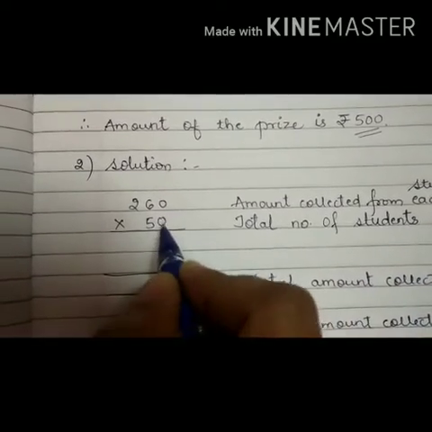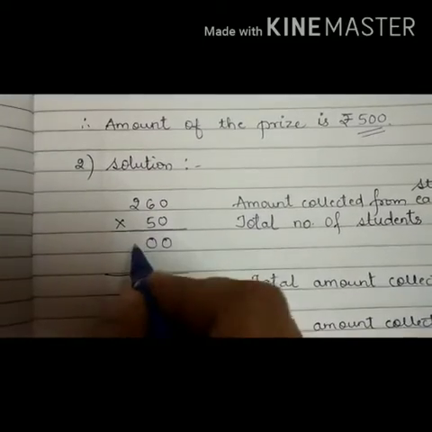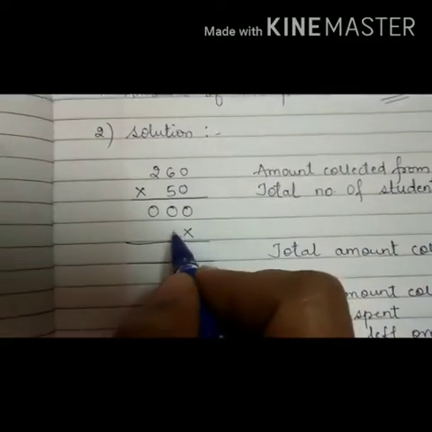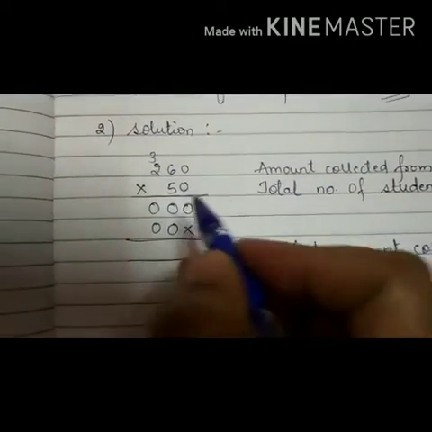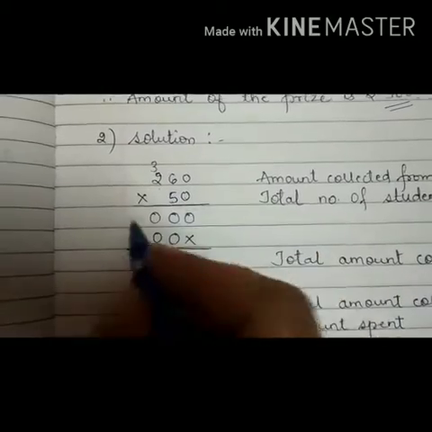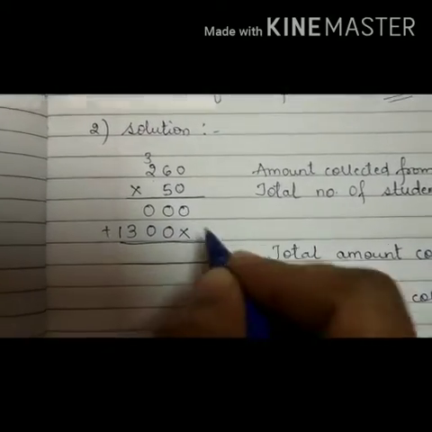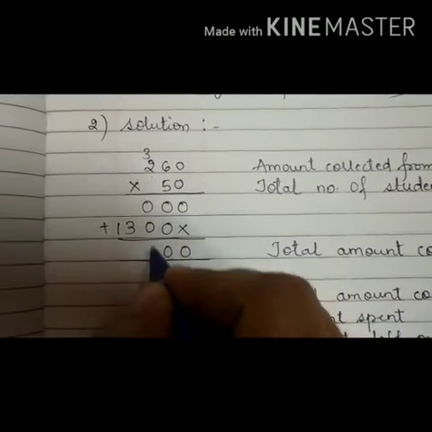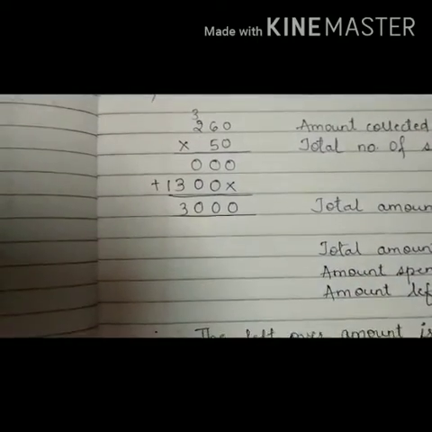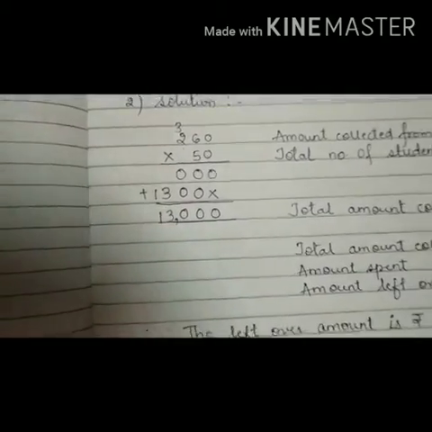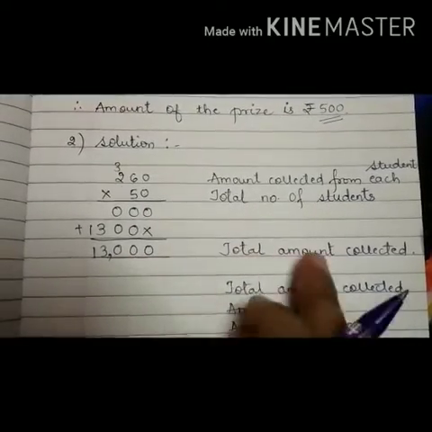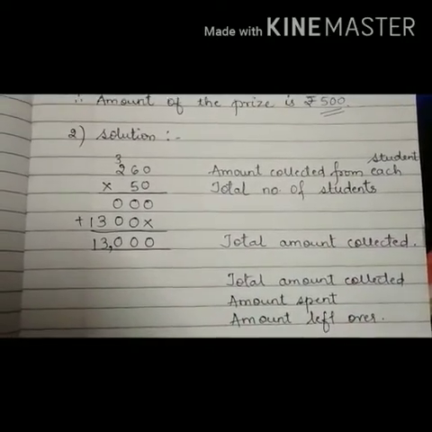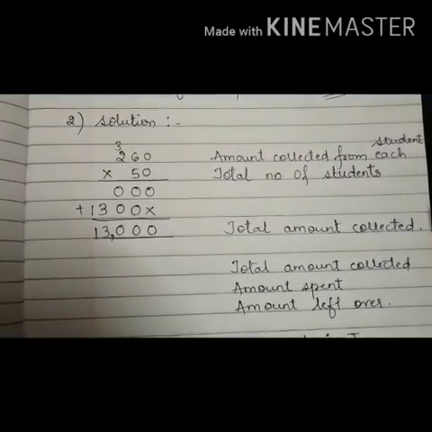0 zeros are 0, 0 6s are 0, 0 2s are 0. Now the next step, 5 zeros are 0, 5 6s are 30, 0, 3 carry. 5 2s are 10 plus 3, 13. So 0, 0, 0, 3 and 1. So what was the amount collected? 13,000. The total amount collected was 13,000. Now they are asking how much amount is left over.